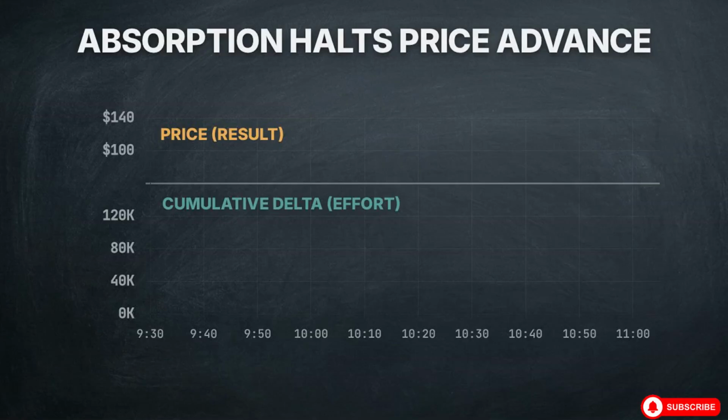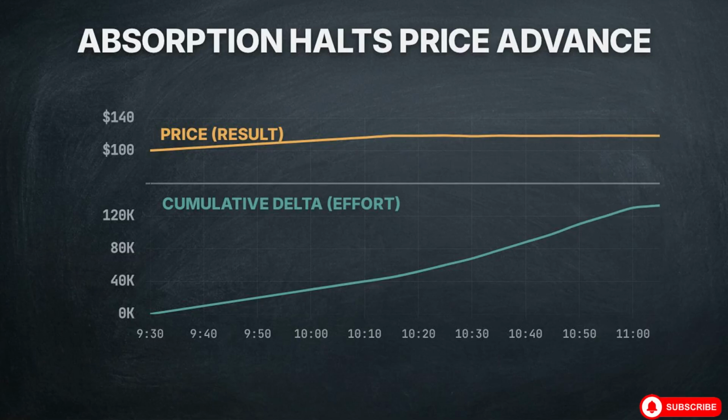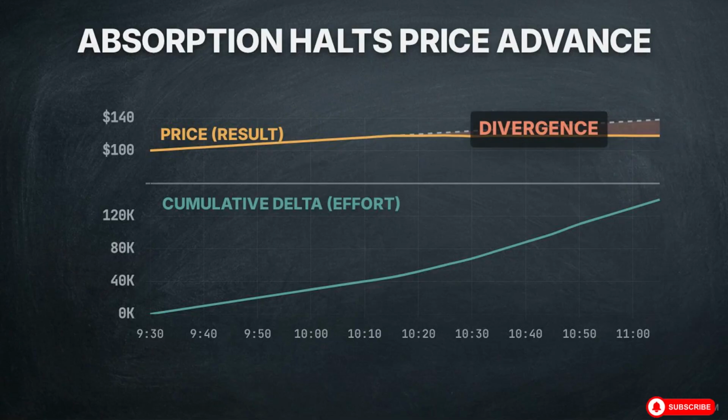Think of effort as the raw aggression crossing the spread, tracked by cumulative delta. Think of result as the actual price movement that effort manages to produce. When effort and result decouple, you get delta divergence. Notice how the cumulative delta line continues to surge sharply upward, showing massive buying effort, while the price line hits a flat ceiling and yields zero result.